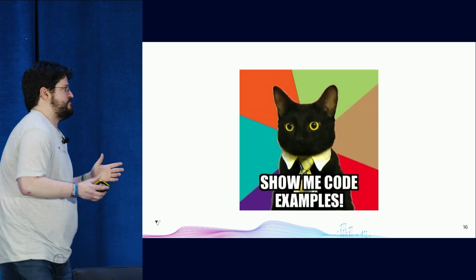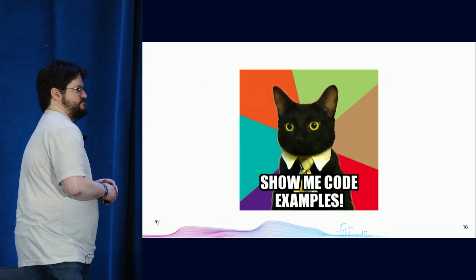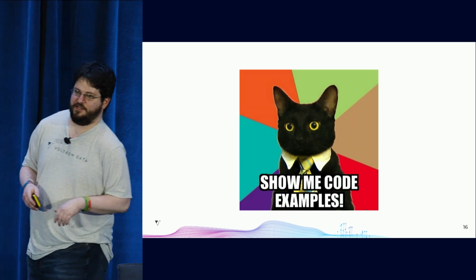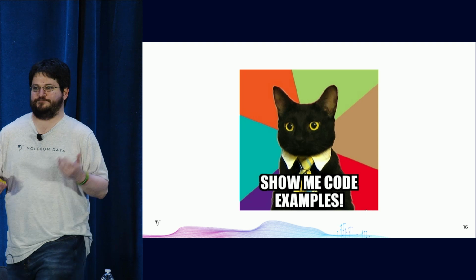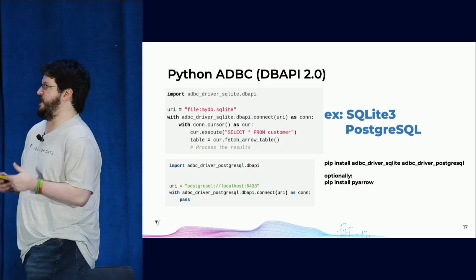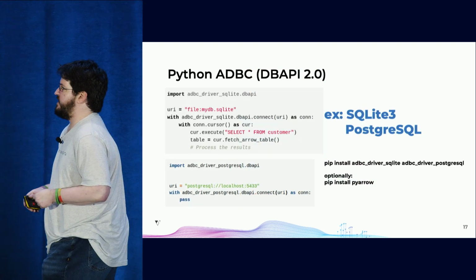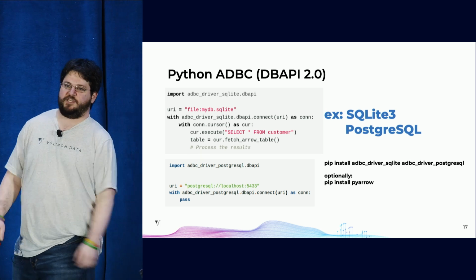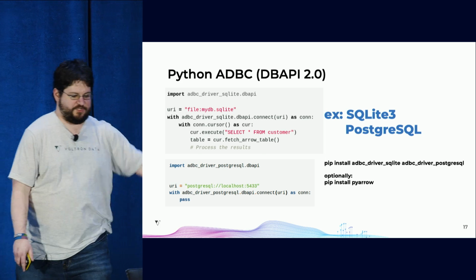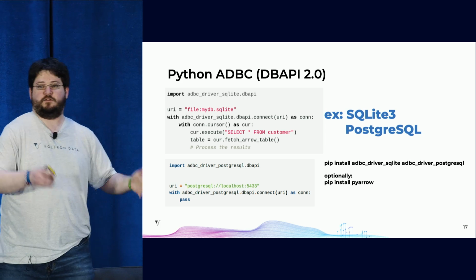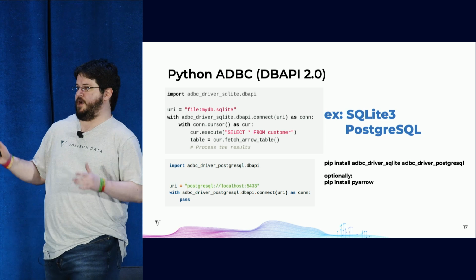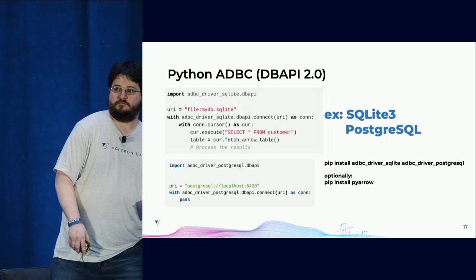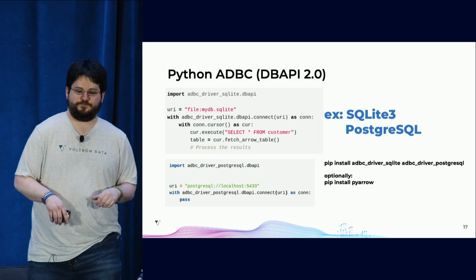Now, the fun part: actually showing you code examples of this whole thing in action. Because, well, what good is it if you don't know how to use it? So let's look at the Python package first. You can actually just pip install adbc-driver-sqlite, or adbc-driver-postgresql, adbc-driver-flightsql. They're all Python packages that you can install via pip. You can also get them via Conda or Mamba, whatever you prefer.